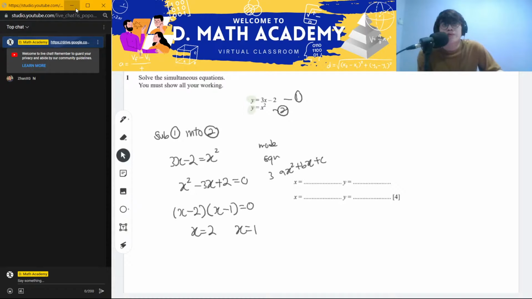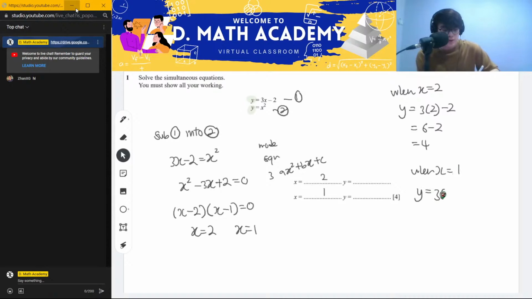With that sorted out, put it in, and remember to run your calculation because you need to find their respective y. When your x is 2, your y will be 3 times 2 minus 2. 6 minus 2 should end up with 4. On the other hand, when your x is 1 this time around, your y will be 3 times 1 minus 2, which is 1 at the end. So this will be your final answer here.